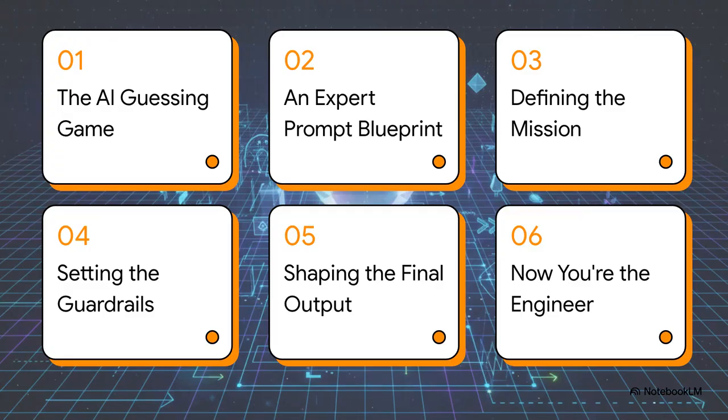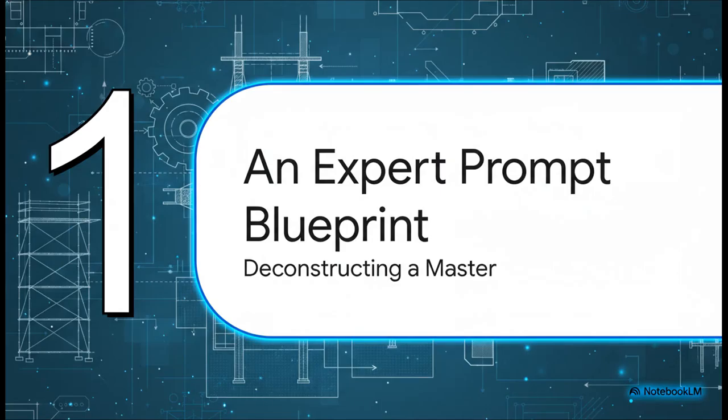So how do we get there? Here's our game plan. We're going to talk about the AI guessing game most of us are stuck in. Then we'll pull apart an expert's prompt blueprint. We'll cover how to define the mission, set up the guardrails, and shape that final output. By the end of this, trust me, you're going to be the engineer. All right, let's get right into it and deconstruct what a master prompt actually looks like.